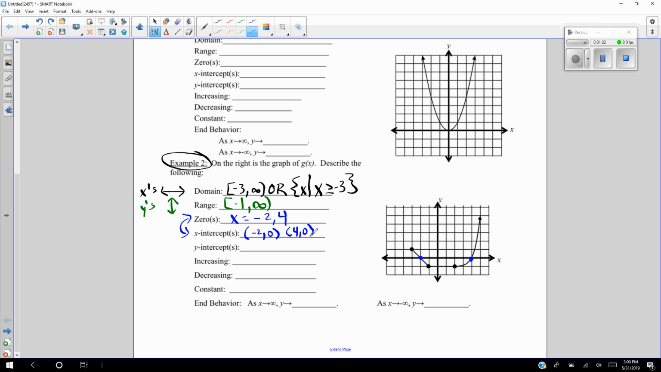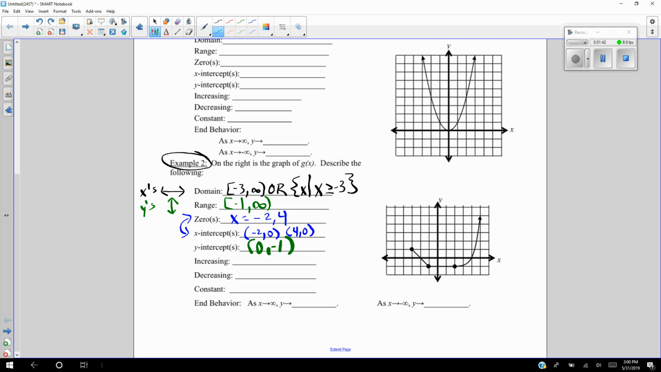There's the intercepts as ordered pairs. The y-intercept is where it crosses the y-axis. It crosses the y-axis just at one place, at (0, -1). The main thing I want to talk about is, again, increasing, decreasing, constant.